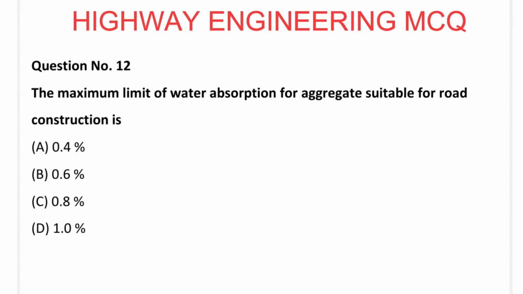So next question, the maximum limit of water absorption for aggregate suitable for road construction is option A, 0.4%; option B, 0.6%; option C, 0.8%; option D, 1%. So the answer is B, 0.6%.